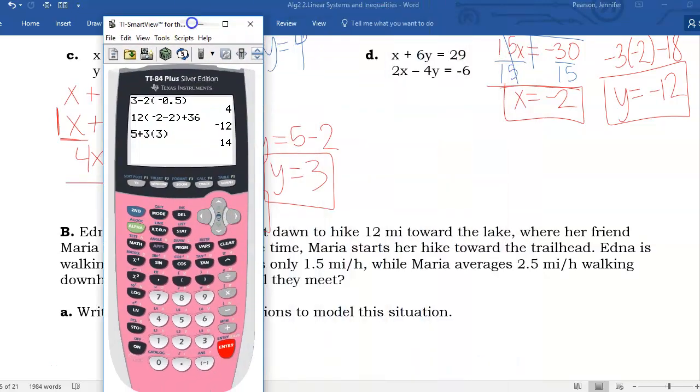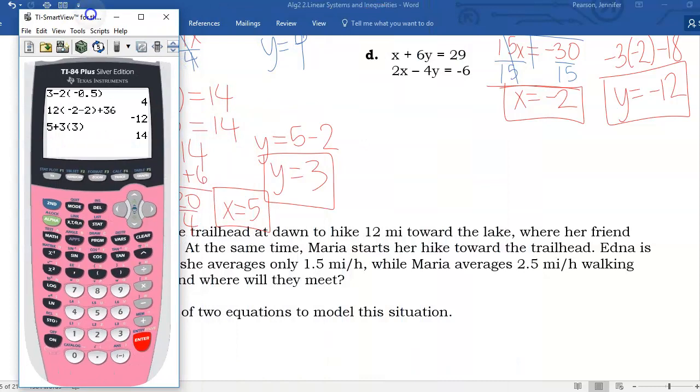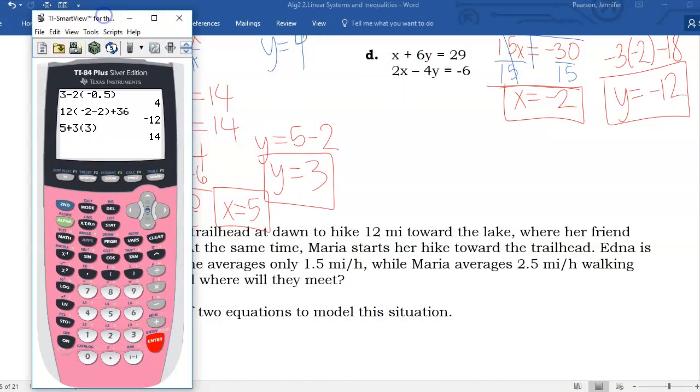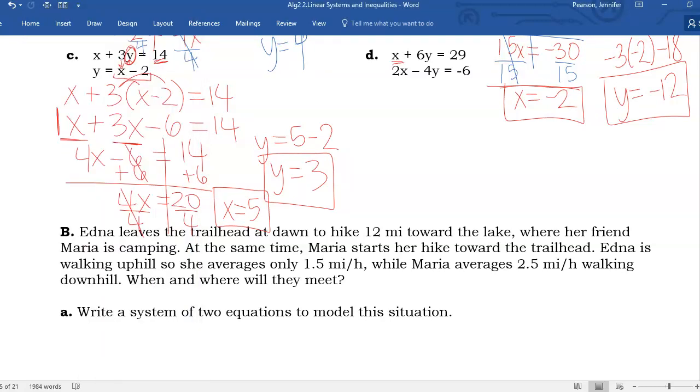Next one. Okay, how about we solve this one for x? There's a lot of different possibilities, but I'm going to say let's solve this for x. So I'm going to subtract 6y from each side. That gives me x equals 29 minus 6y. Then I can plug that whole thing back in for x.